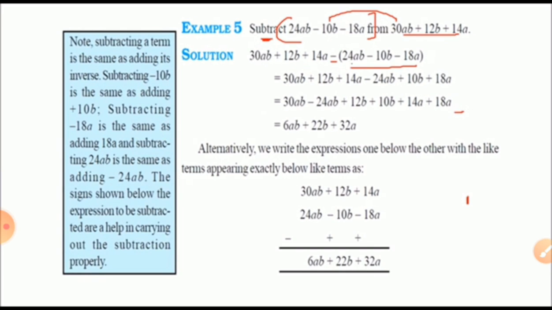Is it correct? Now subtract it one by one. Minus 24ab, minus minus becomes plus 10b, and minus minus once again becomes plus 18a. Okay, now check like terms with like terms, unlike terms with unlike terms.